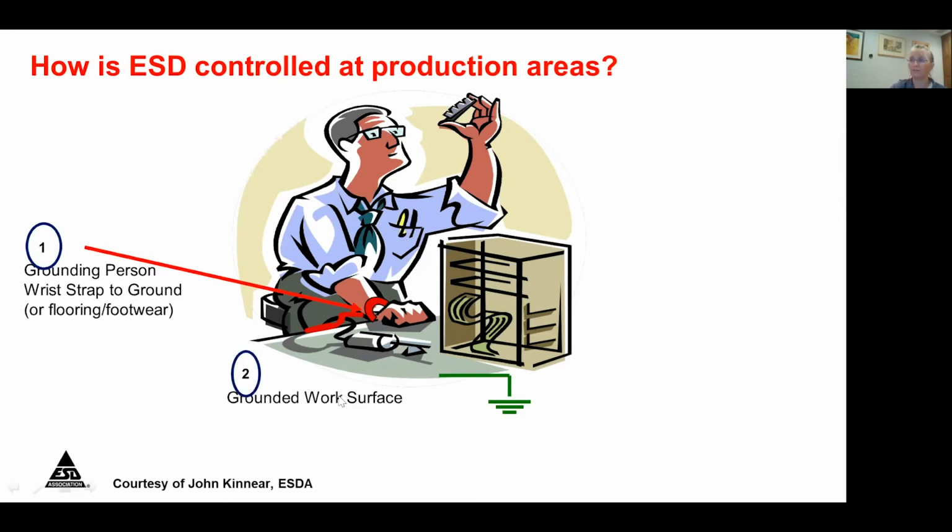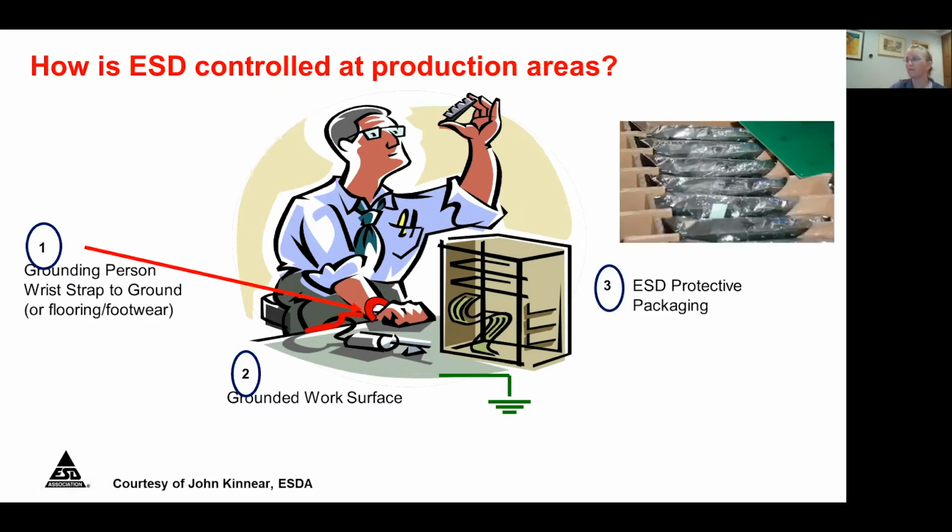Second order is a grounded work surface. Similar idea. If you're going to be placing objects on the work surface, you don't want the work surface to be at a different potential. And thirdly, as we're handling the sensitive objects, they need to be placed in protective packaging, like a Faraday cage around the sensitive object, so that as it moves through the factory or as it is shipped around the place, there's no way that it can get affected by any static discharge. So this is how ESD is controlled in a production area in a very simple 3 steps.